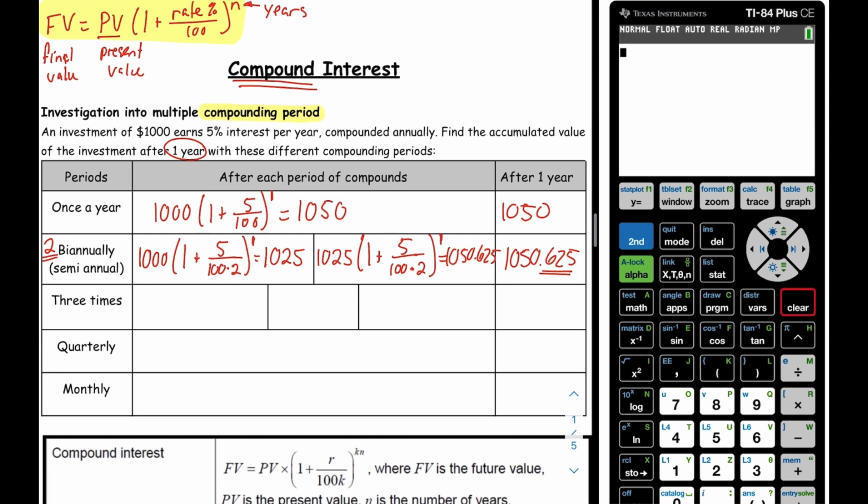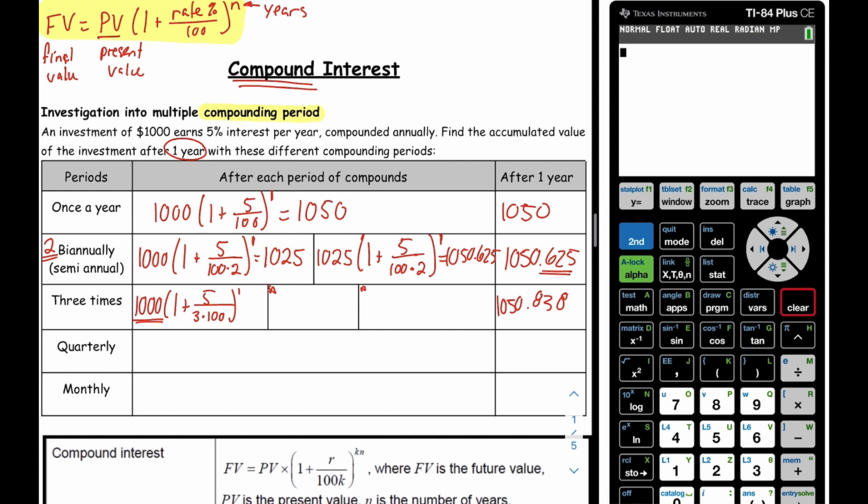So once you've done this calculation, you'll notice that you're going to have to separate this 5% into 3 sections, and you're going to repeat this calculation for every compounding period, making sure that we're changing this value when we're doing the second compounding period and the third compounding period. By the end, we should have 1050.83. So a little bit more than twice a year compounding.